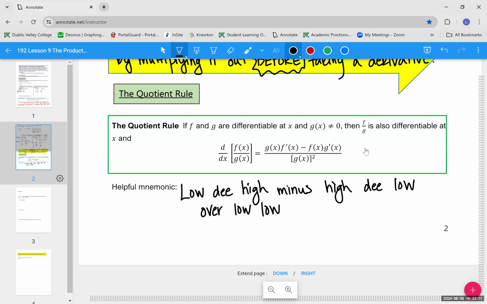And so the D means derivative. Low would be the denominator, high would be the numerator. So low D high means denominator times the derivative of the numerator, minus high D low, numerator times the derivative of the denominator, over low low, denominator squared. I've also heard low D high minus high D low, square the bottom and away we go. So you could use that if you prefer.